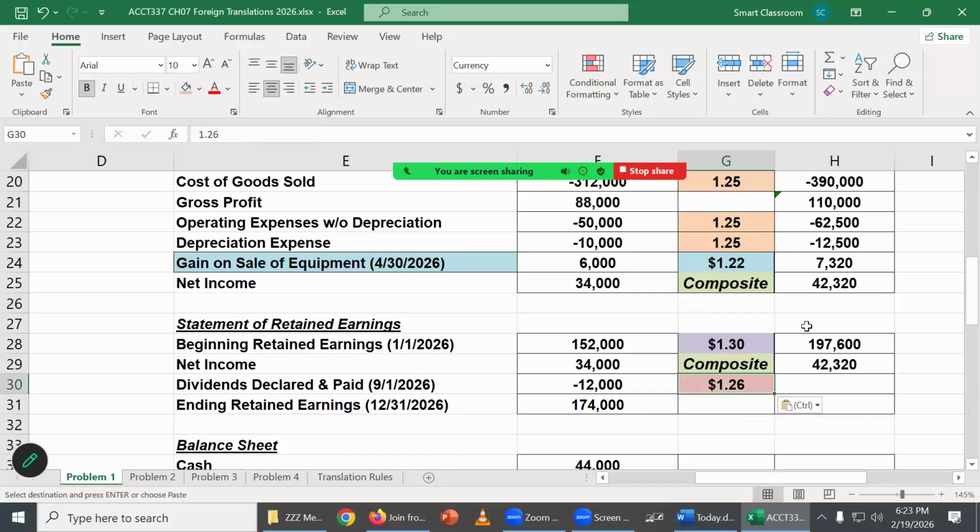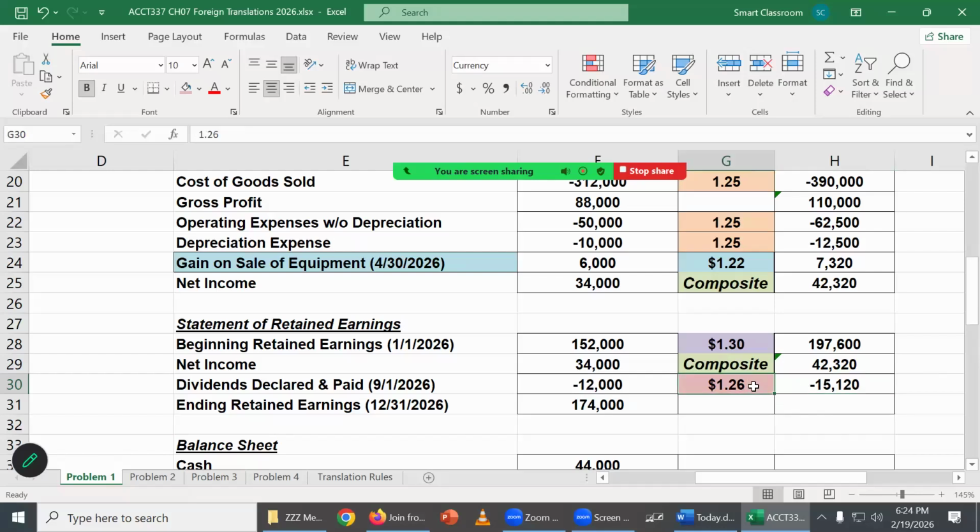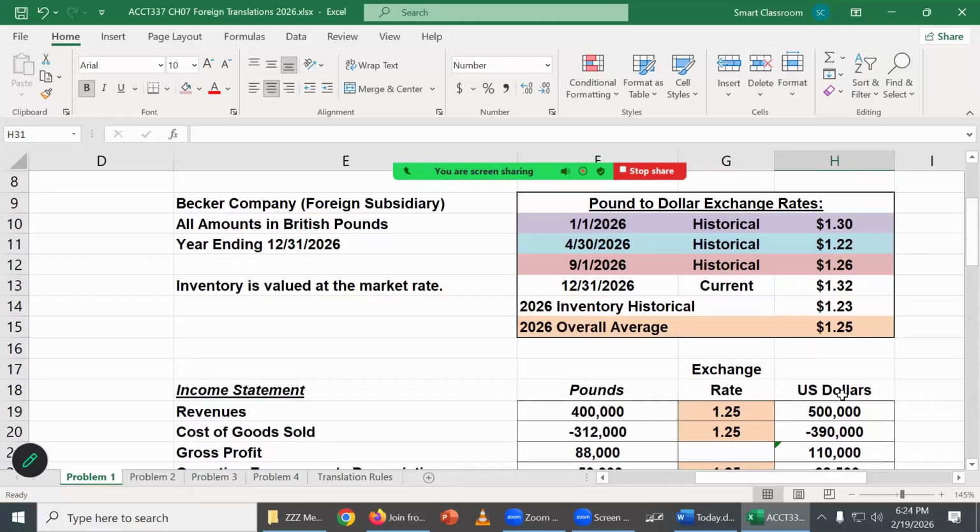Here we go. Okay, so we're going to multiply that 12,000 times 1.26. So that's what, on that date, that's how much we paid out. 12,000 pounds. That was a translation rate. So this will be what we paid out on that date. And is that right? Let me make sure. Yep.